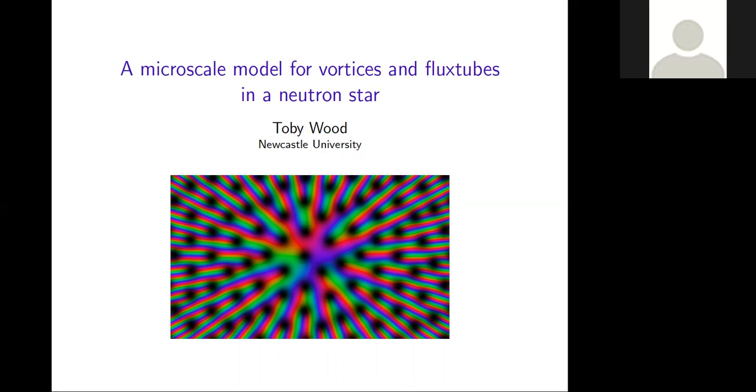This is another talk in the neutron stars theme, but now on a much smaller scale. We've had a couple of talks which were largely looking at the macroscale problem of a neutron star, and this is more zooming right into the sort of Fermi scale. So the goal for this talk is to describe how I think we may or may not be able to create a fairly simple microscale model for vortices and fluxtubes within the core of a neutron star.